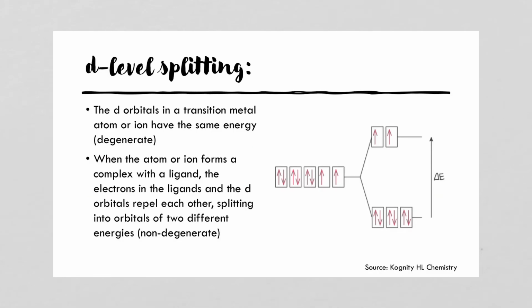So there's a phenomenon called d level splitting. The d level orbitals in a transition metal atom or ion have the same energy, so they're said to be degenerate. However, when the atom or ion forms a complex with a ligand, the electrons in the ligands and the d orbitals will repel each other, and that will split them into orbitals of two different energies, and these are now called non-degenerate. So in this example, these two electrons split to a higher energy level than the ones that are paired.